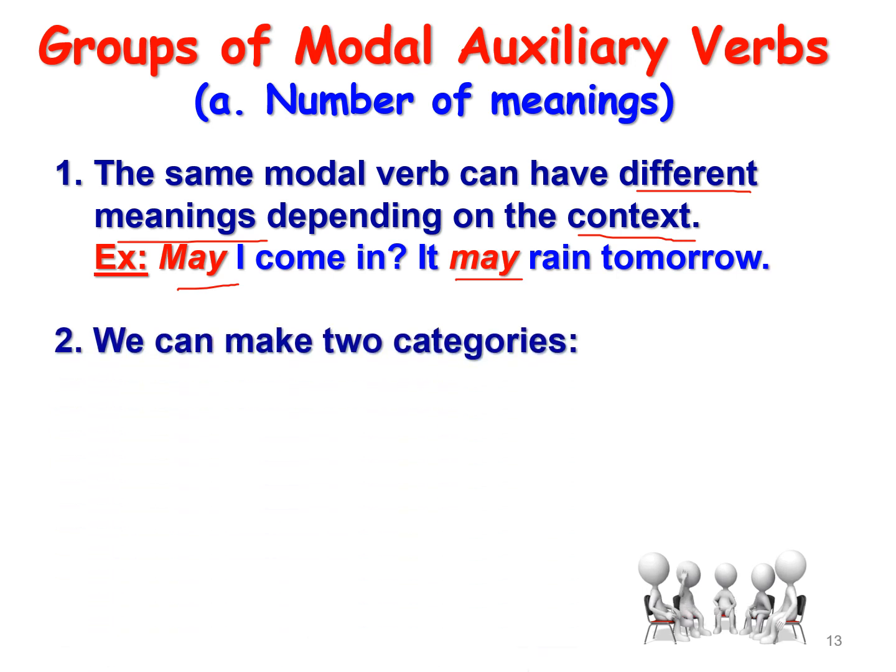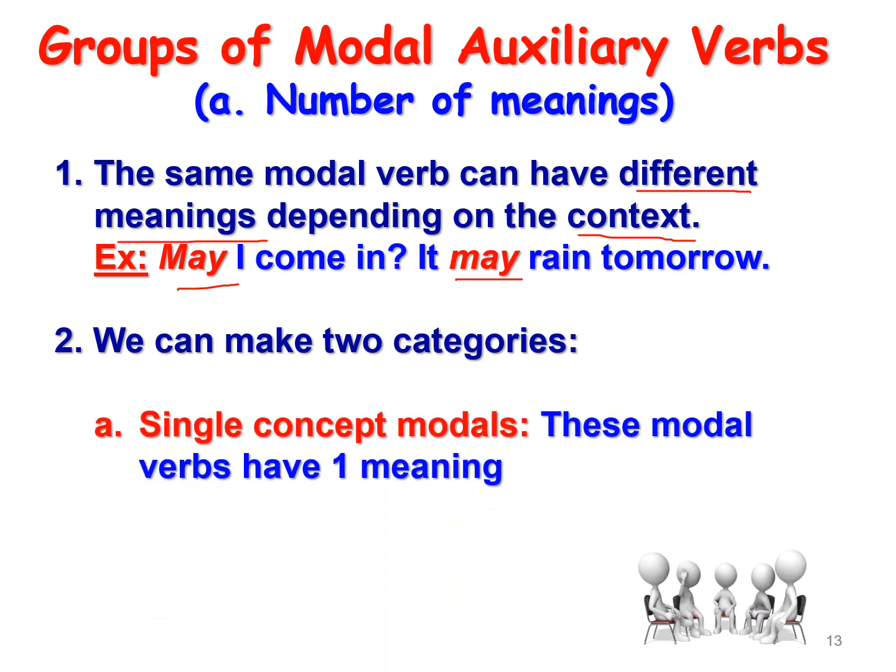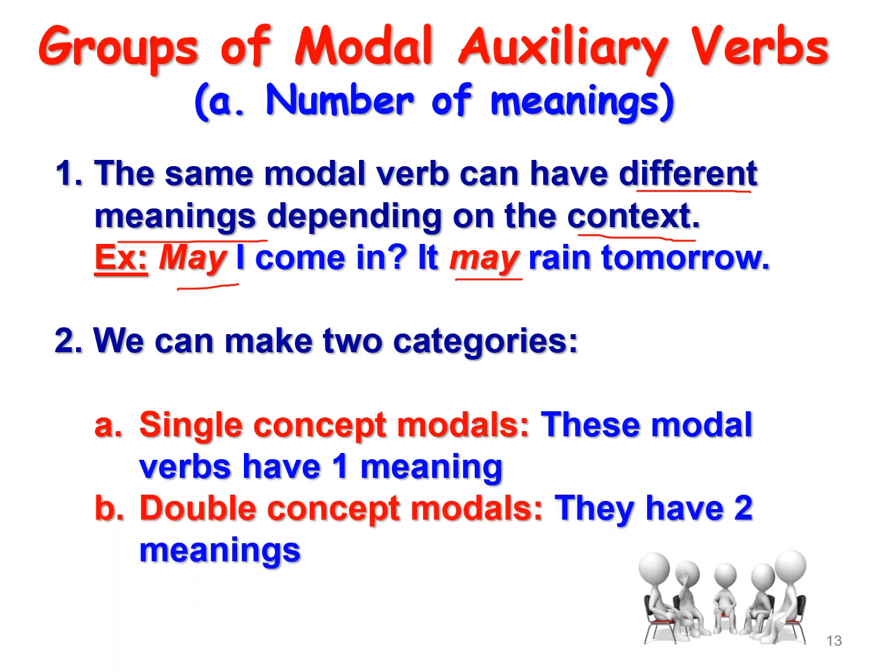The second one, we can make two categories. The first one, single concept modals. These modal verbs have one meaning. And the other one, double concept modals, they have two meanings. So we will see them in detail. This part may be quite new and it might be a little bit different from your textbook. I will try to categorize them in order to let you see it clearly, while in the book they categorize based on modal meaning.